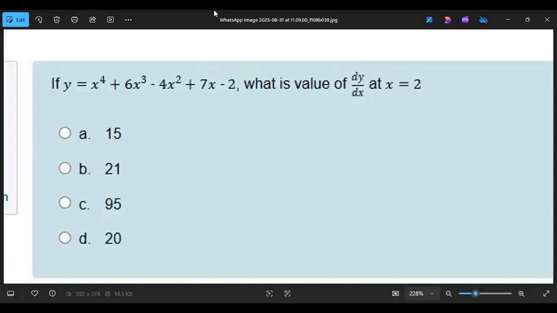The answer is 95. C. Okay, no problem. Let's give our people some seconds to attempt it on their own, and we do the correction together now.